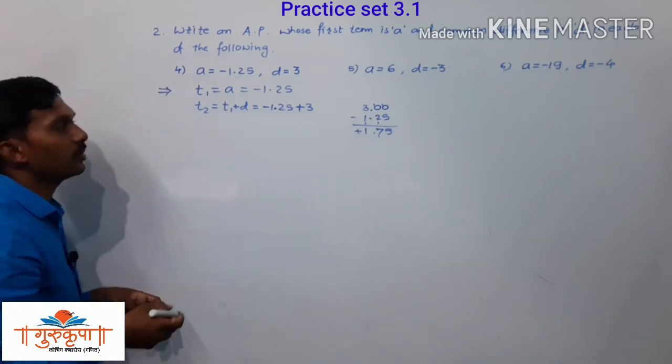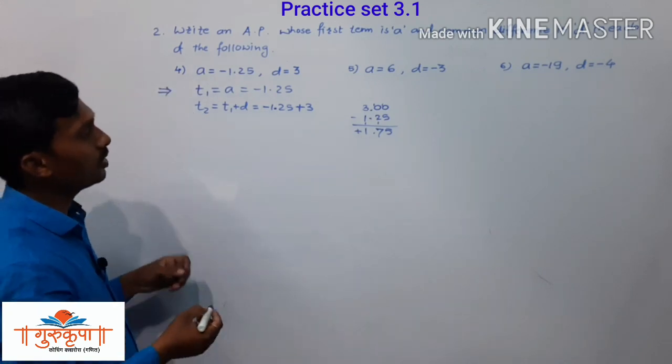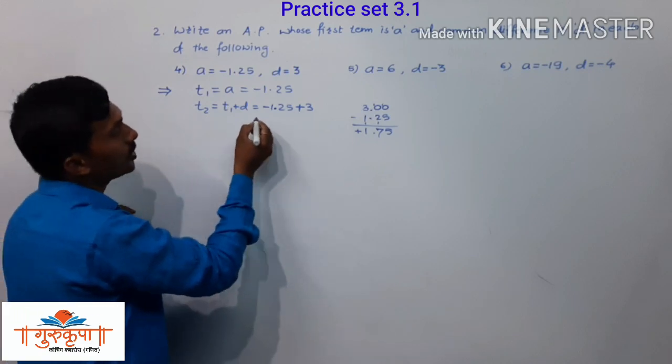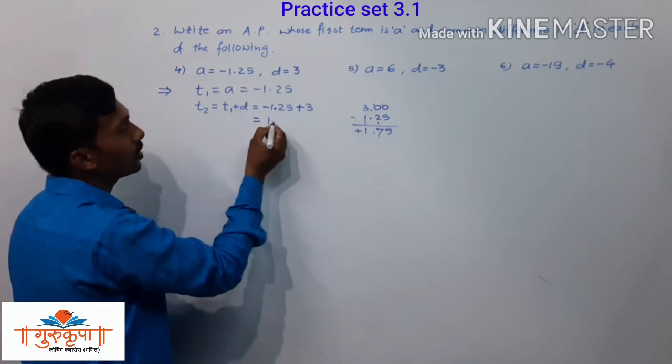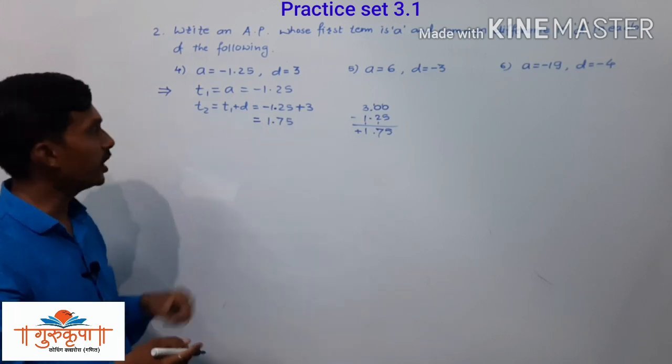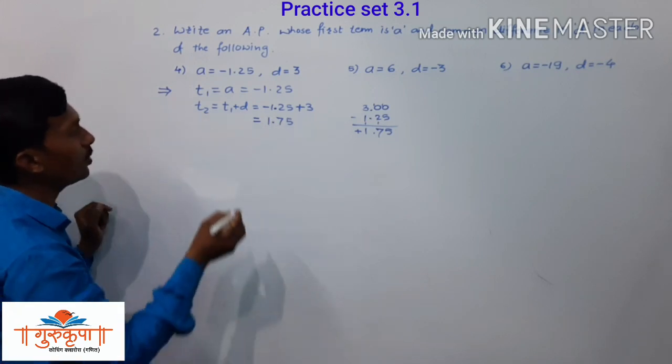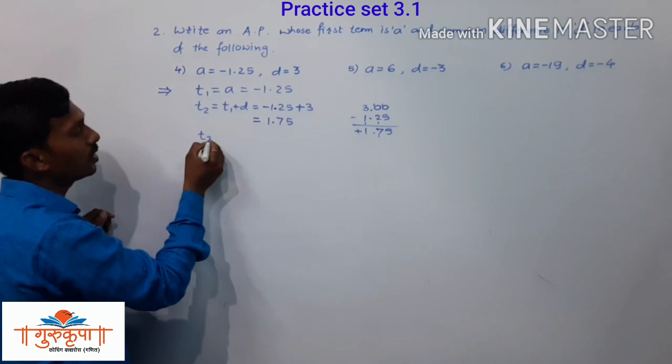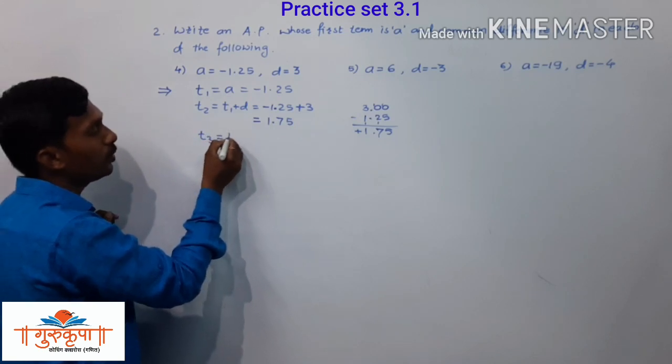And here we have the second term is equal to 1.75, positive 1.75, that is the second term. Now we have to get the third term, that is T3 is equal to T2 plus D.